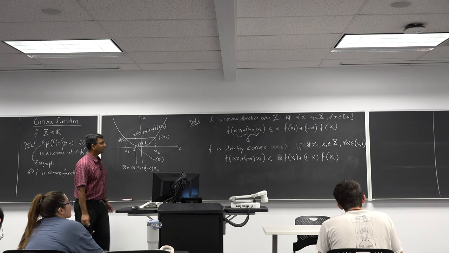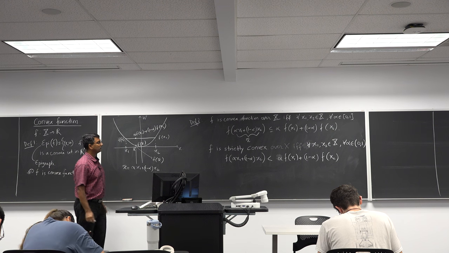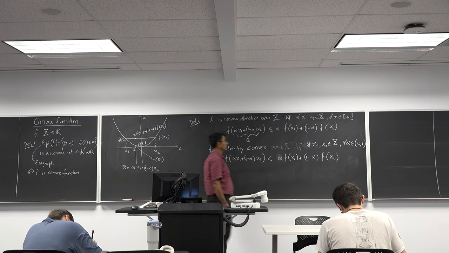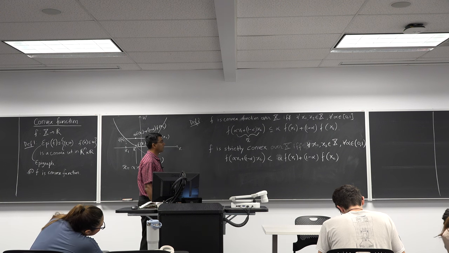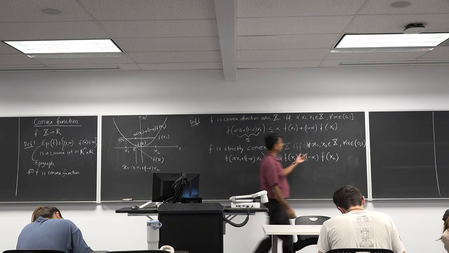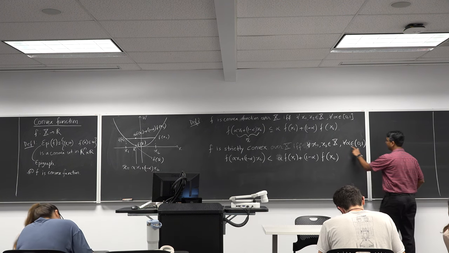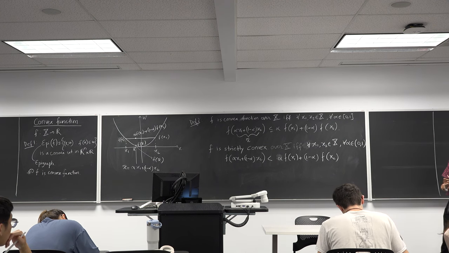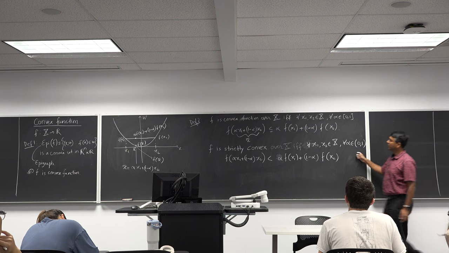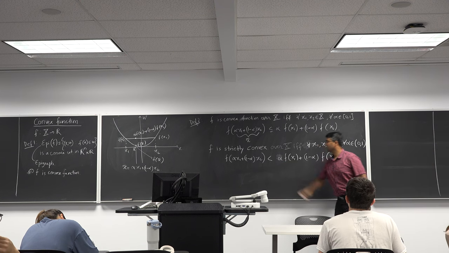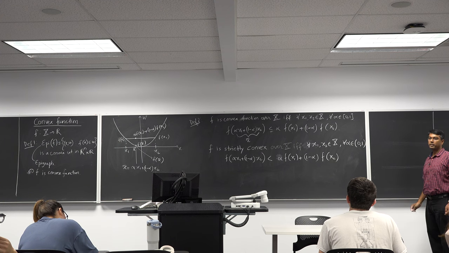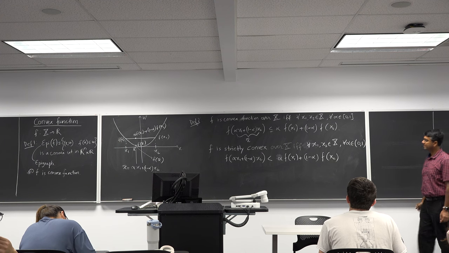So the way we define a strictly convex function is by picking any two points, x1 and x2, picking any value of alpha which is strictly between 0 and 1. So alpha is not equal to 0, alpha is not equal to 1, but it can be anything between 0 and 1. I have a strict inequality here, and that makes it a strictly convex function over X.